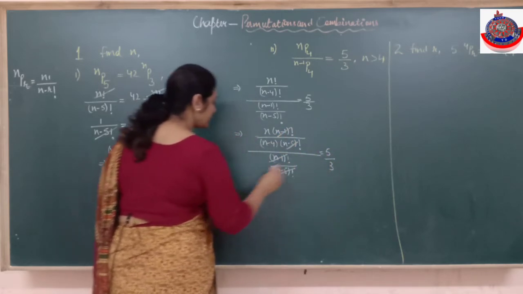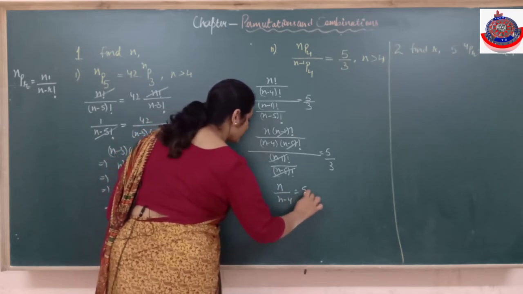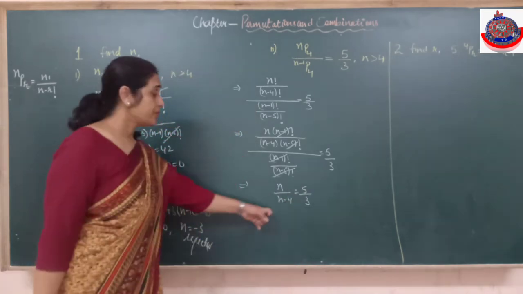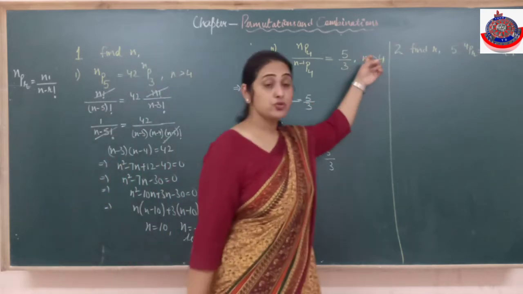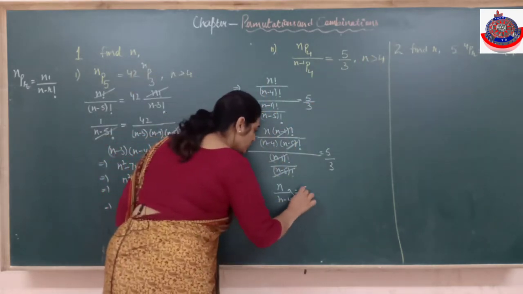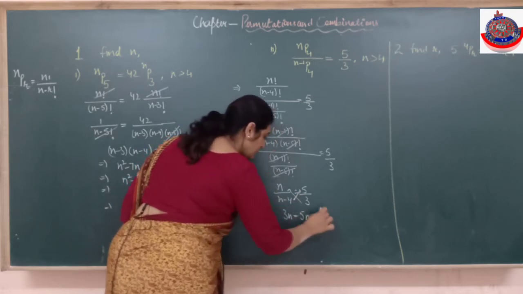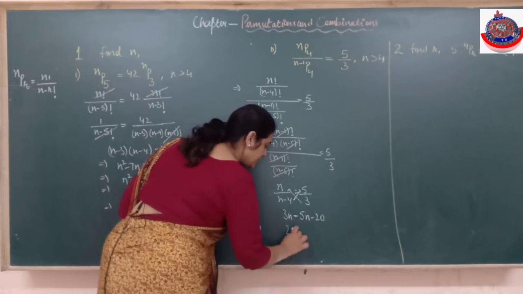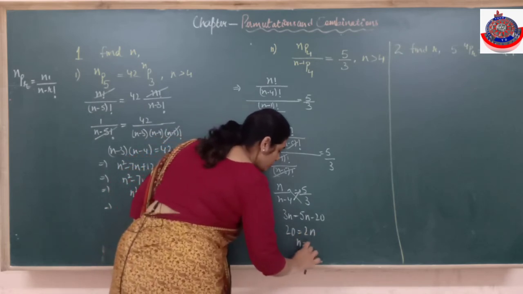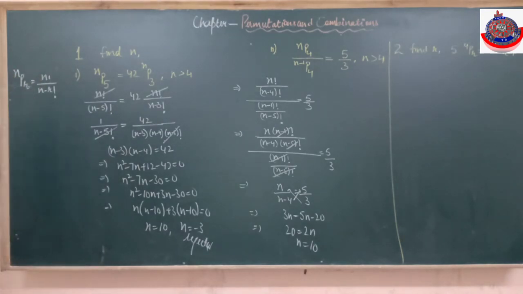So we are left with n upon n minus 4 is equal to 5 by 3. Again, the denominator is not 0 because n is given to be greater than 4. Cross multiply, this side will go to this side. So it will be 20 is equal to 2n, n is equal to 10. Got it? Is it clear? So very easy, just carefully you have to open the factorial. Once the factorial is open, it's done.